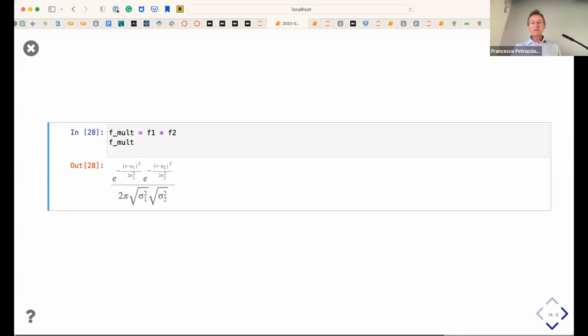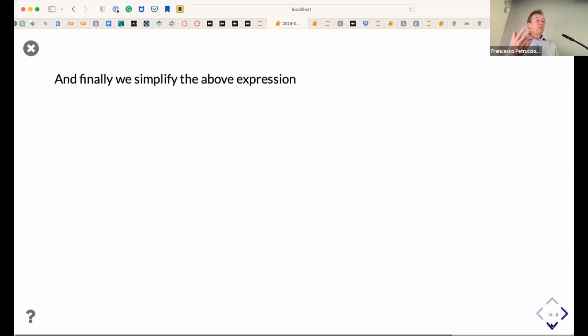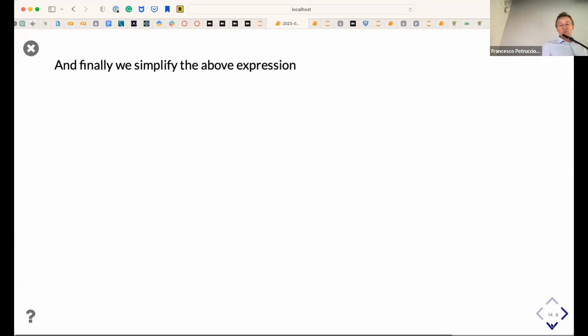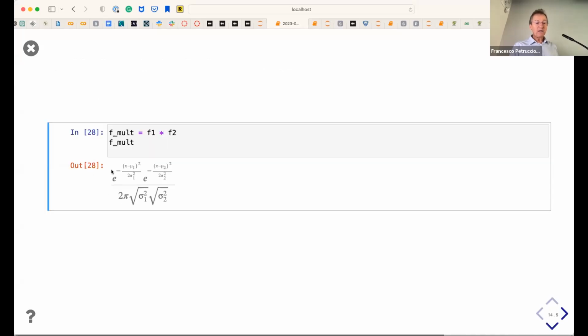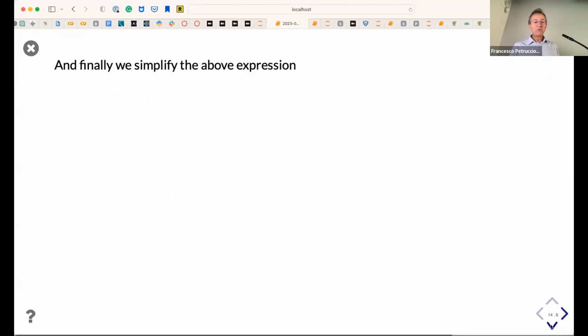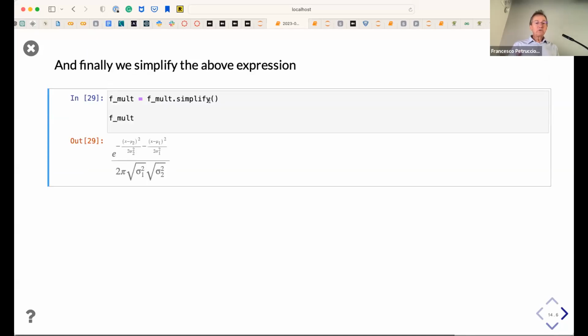And maybe we remember this from our maths classes, but we don't remember exactly how the mean values add, how the variances add, and so on. So we need to simplify that expression, the plain product of two Gaussian distributions. And how do we do that? Very simple. We use simplify. If you don't know what to do, just use simplify. Usually it's quite clever.